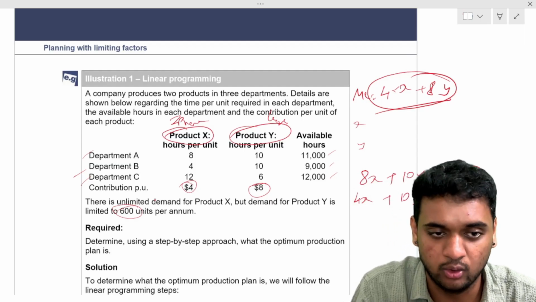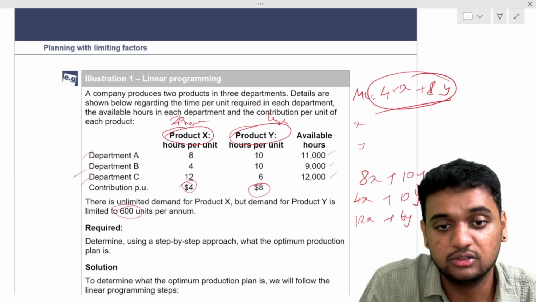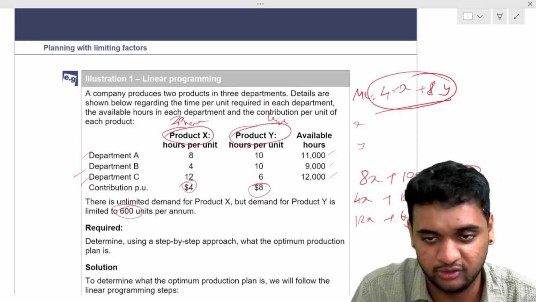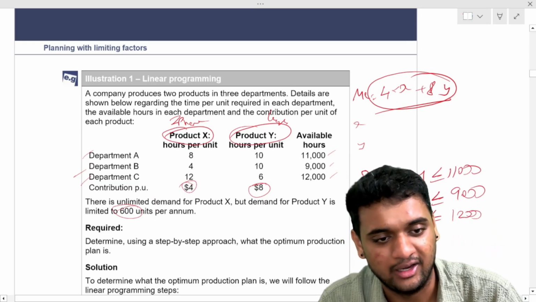You can see what we can do. 12 into X plus 6 into Y should be less than or equal to 12,000 hours. Any other equation we can find out?